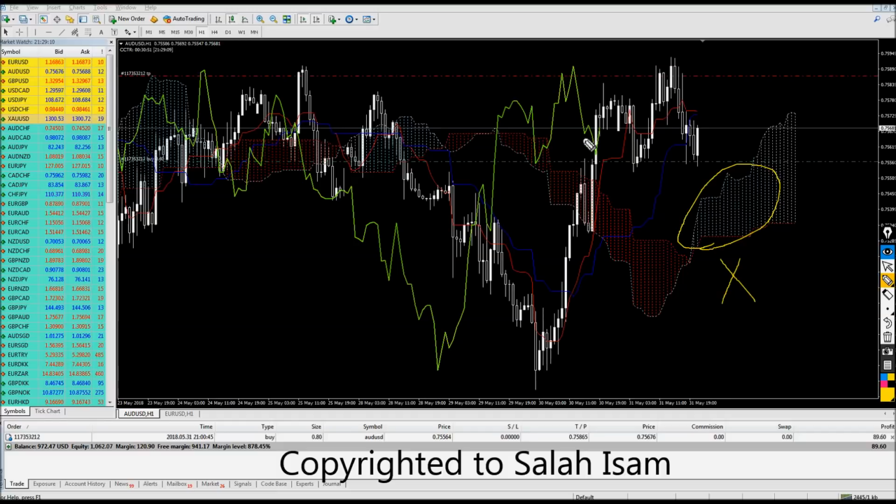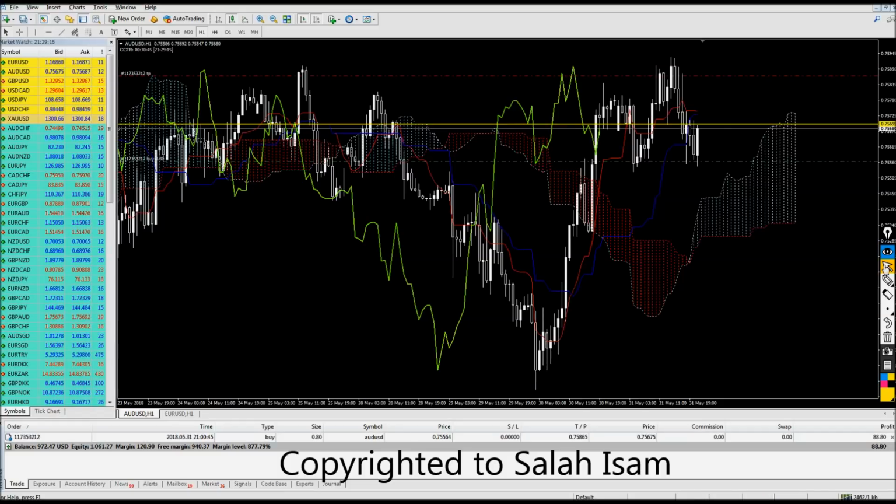Let me show you an example where it failed. Look here, guys. This spike here is indicating a strong support level. But looking here, we can see that the candle broke down through this level. It didn't go up. What was the reason? Because I am on top of a red cloud.